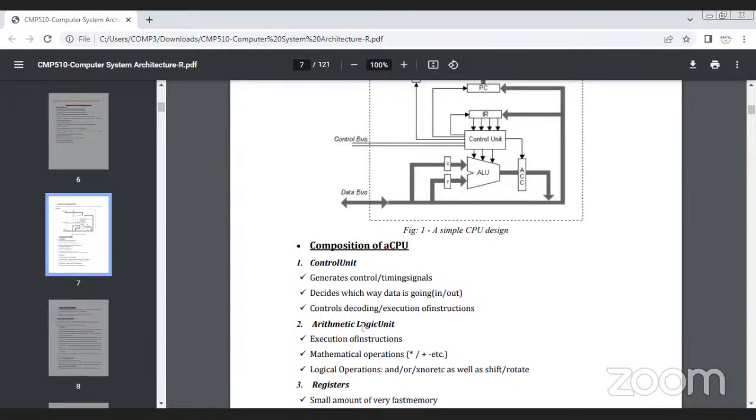Now the second most important part of the CPU is the arithmetic logical unit. The arithmetic logical unit performs the execution of instructions. It also performs mathematical operations like addition, subtraction, multiplication, etc. It also performs logical operations like AND, OR, XOR, shift, rotate.